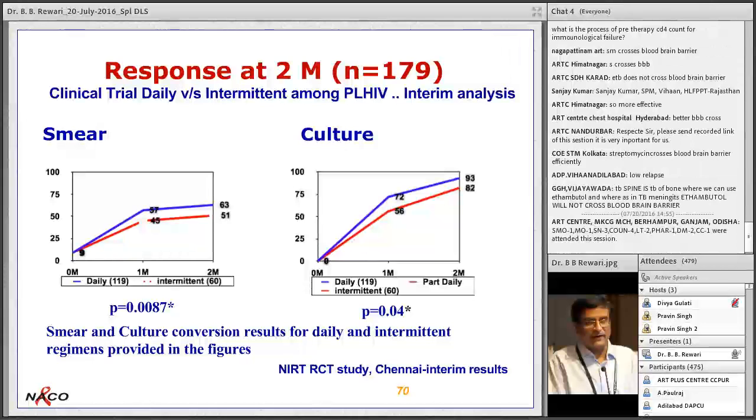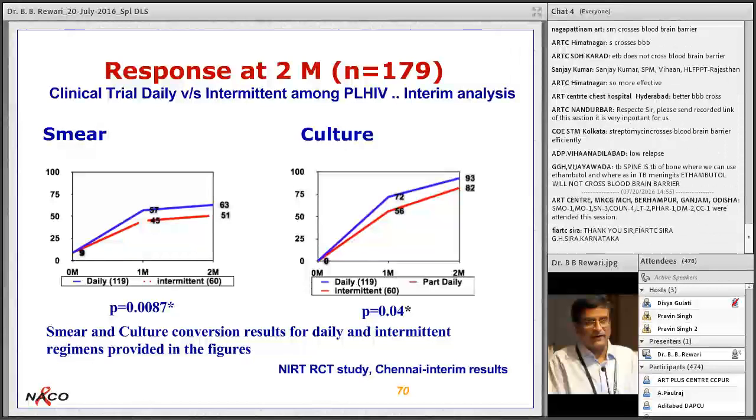Vijayawada, yes, you have given a good answer on TB meningitis. Because of inflammation, ethambutol does not cross the blood-brain barrier, whereas streptomycin does. Many people have replied. Okay, thank you.